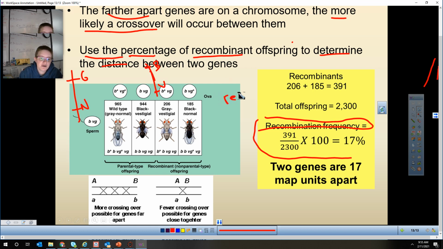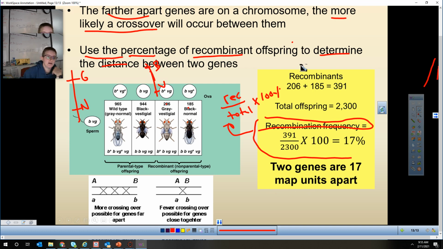So it's going to be the recombinant divided by the total times 100%, and that'll give you your recombination frequency. Here's my number of flies. There's a total of 2,300 flies, and there are 391 recombinants, because if I added these together, those are my recombinants. So that's 0.17 or 17%. So I would say that these guys are 17 map units apart.